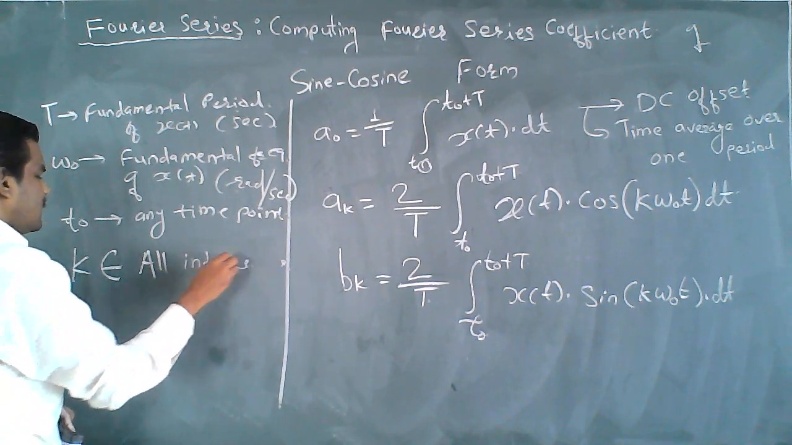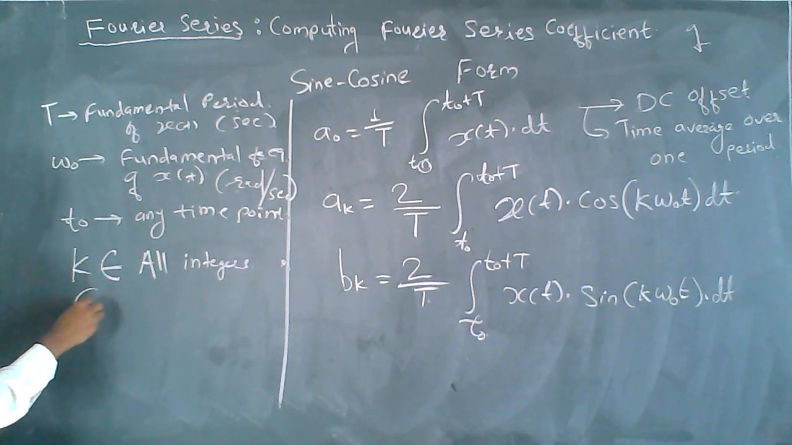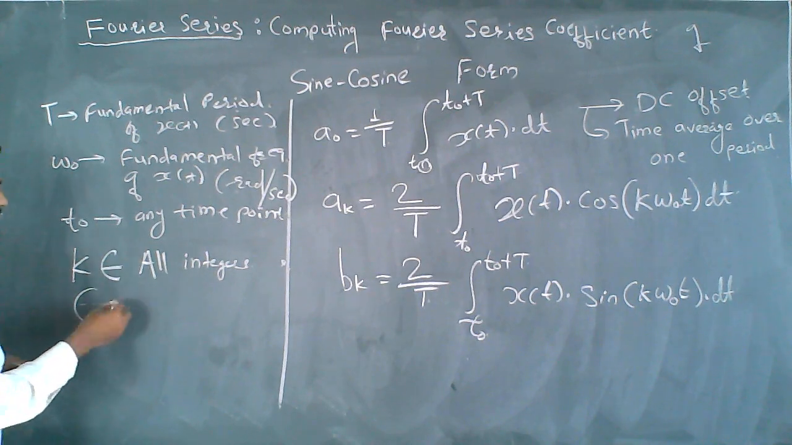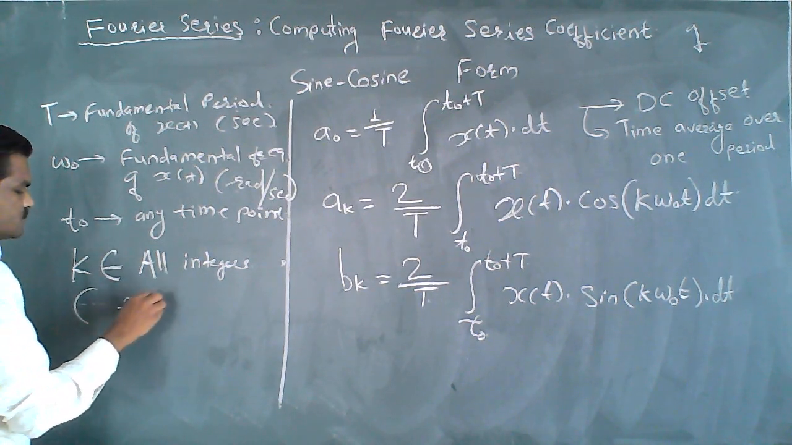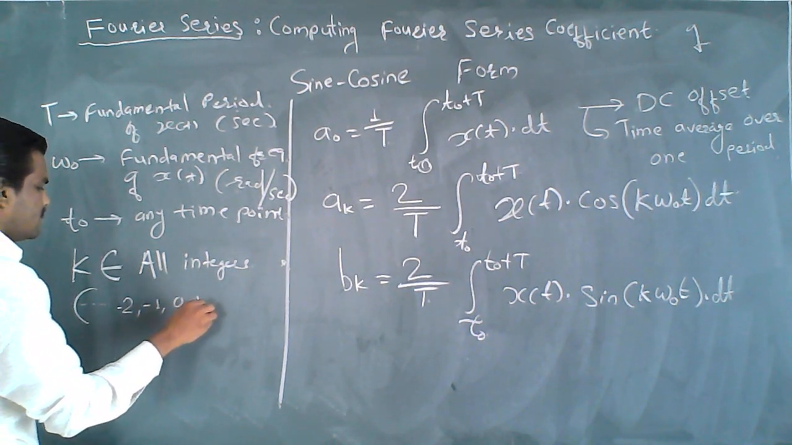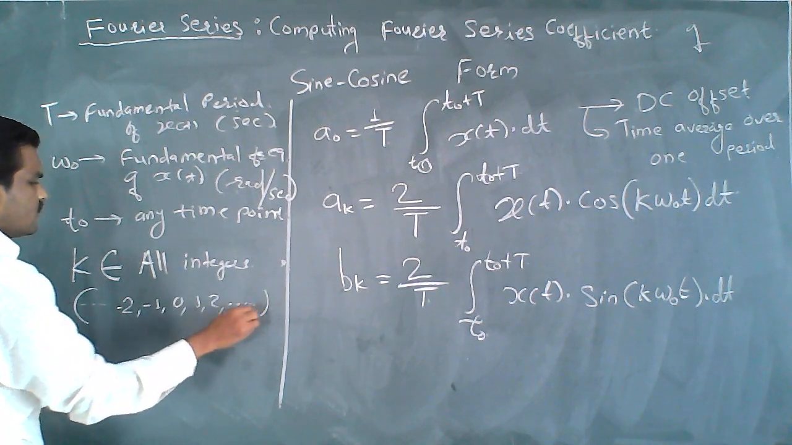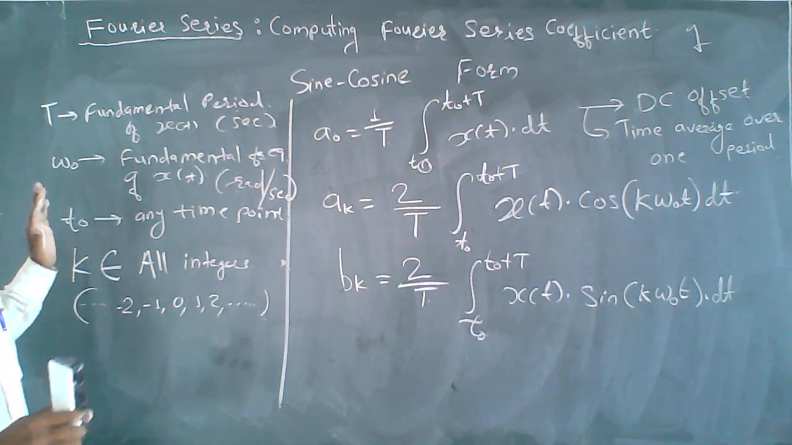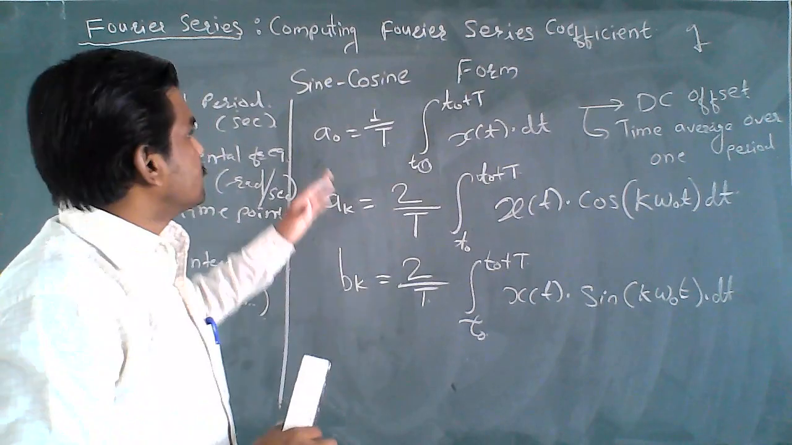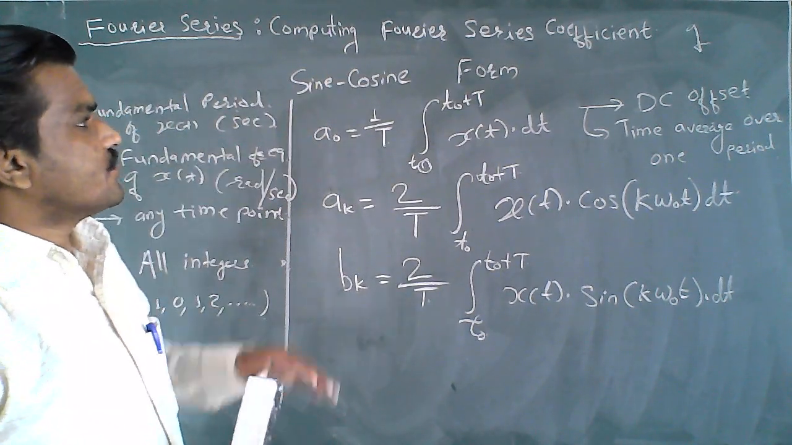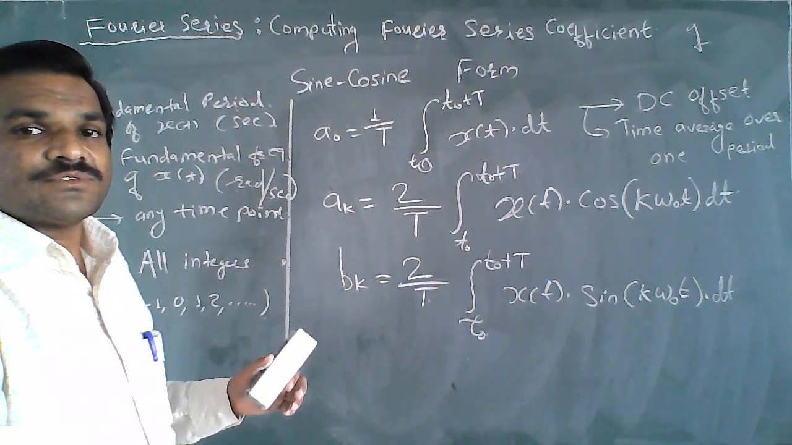As our integers, our k goes from minus infinity to -2, -1, 0, 1, 2, and so on. So k belongs to all integer values. Okay, so this is the Fourier series coefficient in sine and cosine form.